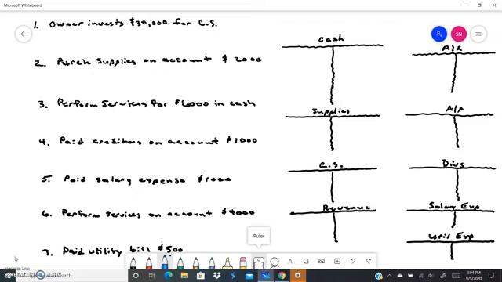So owner invests $30,000 cash in exchange for common stock. So that was our first business transaction. Number 1, is it a business transaction? Yes, of course, it's an exchange of value. The company's getting $30,000 of cash. It's exchanging that for an ownership interest in common stock. So clearly an exchange of value. It is a business transaction.